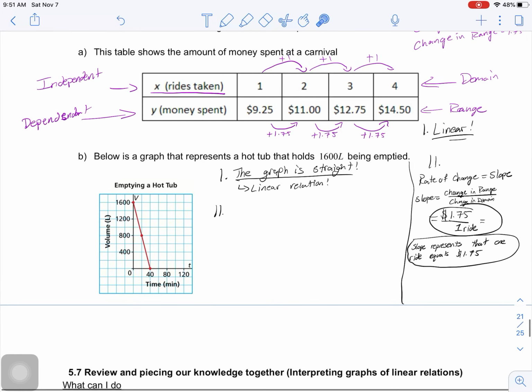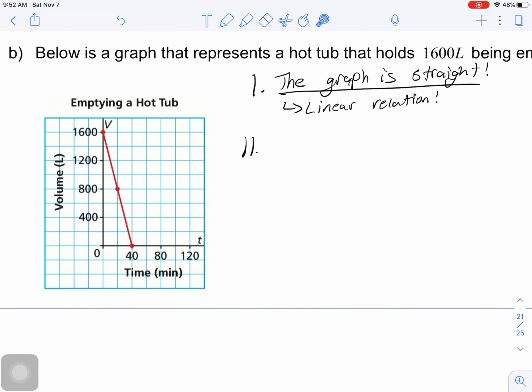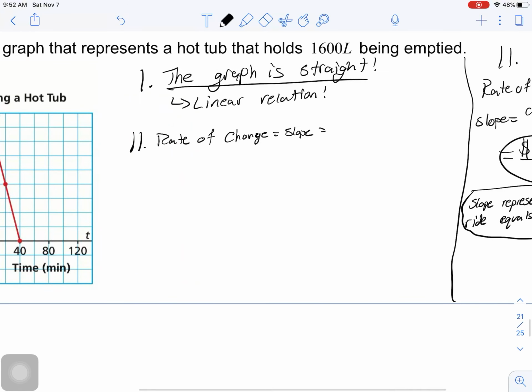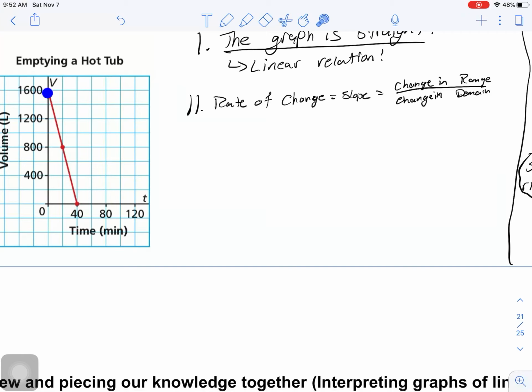Now, this is where it gets a little bit trickier. For II, what is the rate of change? So in order to determine the rate of change, we have to remember that rate of change equals slope. And what does slope equal? Slope equals the change in range over the change in domain. So what does that mean? Well, pretty much, how do I get from, say, this point to this point?